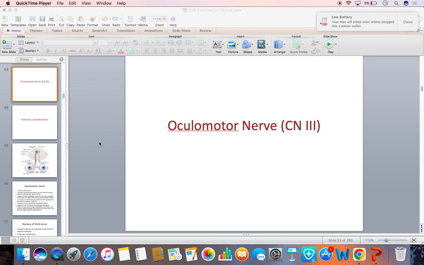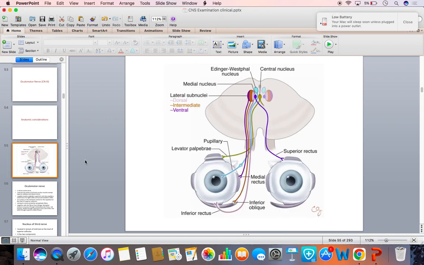Let us look into the diagrammatic representation of the midbrain at the level of the superior colliculus, where the nucleus of the third cranial nerve is located. The nucleus of the third cranial nerve has two parts. One is the main motor nucleus and the other is the accessory parasympathetic nucleus.